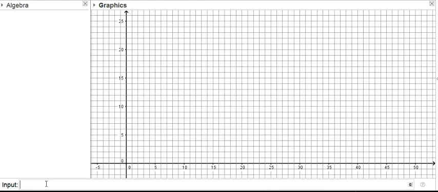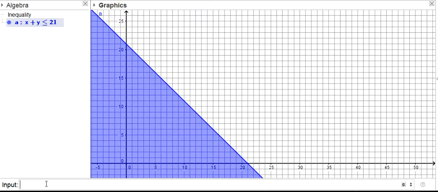So my first one is that X plus Y has to be no more than 21. You can see I wrote it, it's less than or equal to 21, and this is it. Everything below that line represents planting no more than 21 acres.